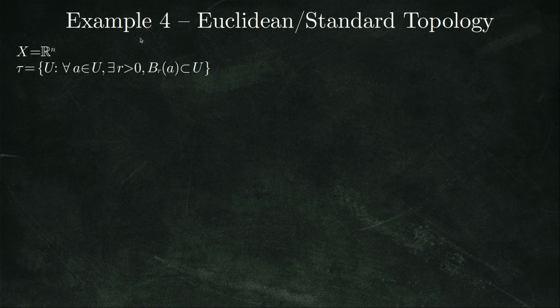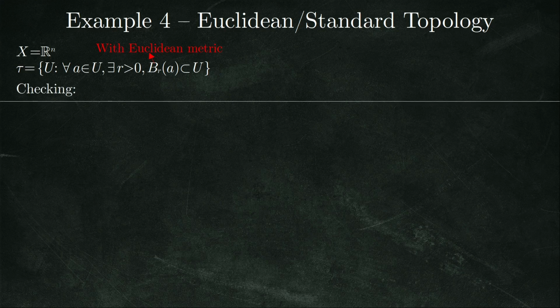Our fourth example is the Euclidean, or what's sometimes called the standard topology. Let X be R^n, and then the open sets are those U such that for any point A in U, there is an r greater than 0 such that the open ball of radius r centered at A is contained in U. And remember, to define an open ball, we need a metric. So this is going to be the Euclidean metric, hence the Euclidean topology.